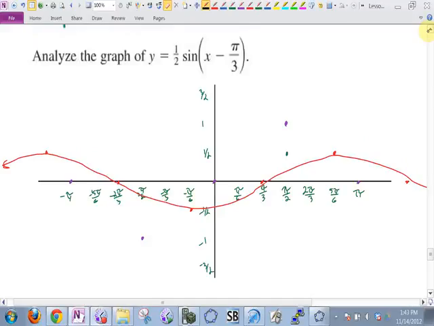The red line is the green one shifted to the right pi thirds. So the red and green should look the same. It just shifted to the right pi thirds. Okay?